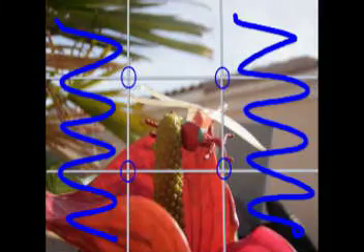Look at this image. There's no movement. There's no sense of balance.